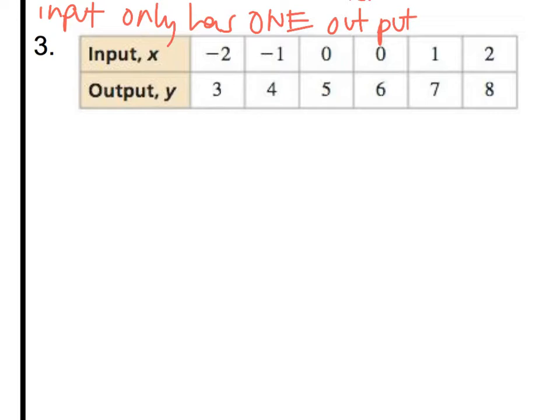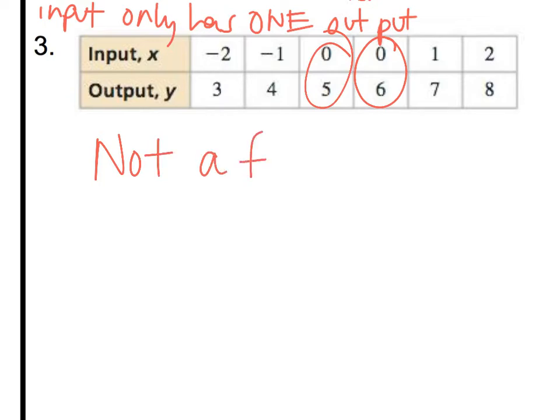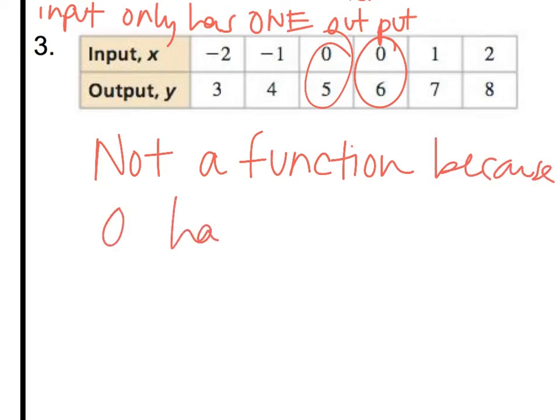Is this one a function? No. Jackson, why not? Because 0 has 2 outputs. 0 goes to 5, and 0 goes to 6. So we say not a function, because 0 has 2 outputs.